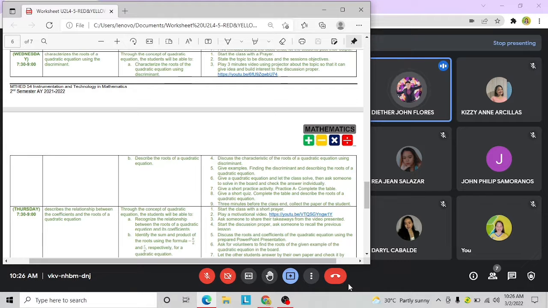Before 3 minutes, it will end. So collect the papers of the students.